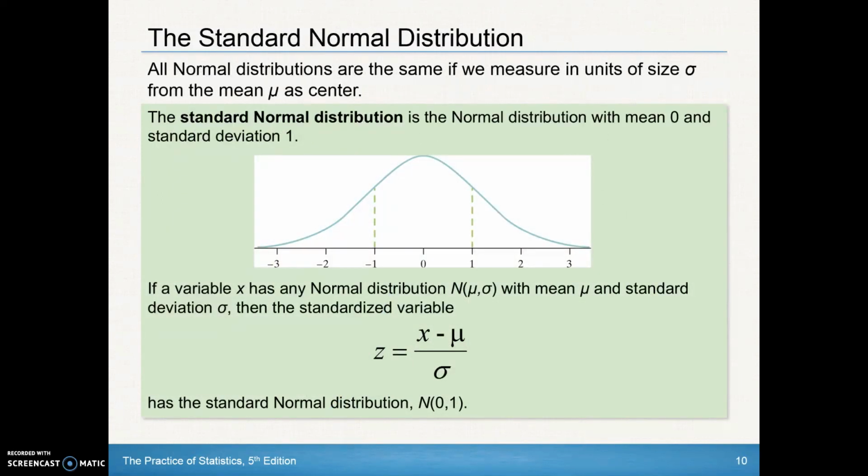The standard normal distribution is simply a normal distribution with mean 0 and standard deviation 1. So in other words, it's a normal distribution with mean 0, standard deviation 1. And if a variable x has any normal distribution with mean, mu, and standard deviation sigma, we can standardize it going back and using our z formula. That's how I can standardize any value, if it is not a standard normal distribution.